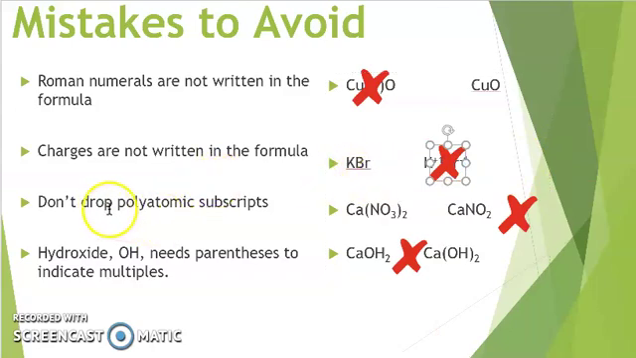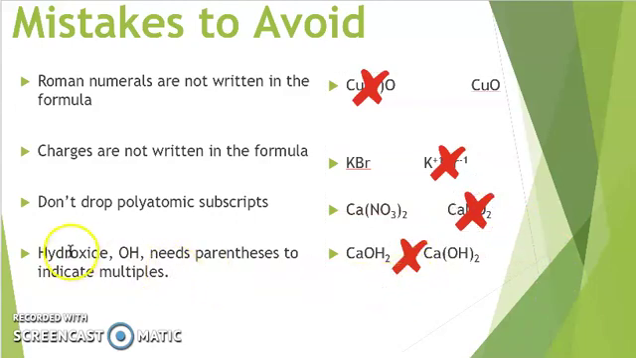Another thing, don't drop your polyatomic subscripts. This is a common thing people like to do. When they know they need to have 2 nitrates, NO3, they need to have 2 of those, they just switch the subscript to NO2 and then call it good. Another thing they often do is maybe try to do 2 times 3 and say that it's NO6, or maybe they add them and it's NO5. That is not right. If you have more than one of your polyatomic ions, you have to leave them in parentheses and put your subscript on the outside. So in this case, this is not correct.